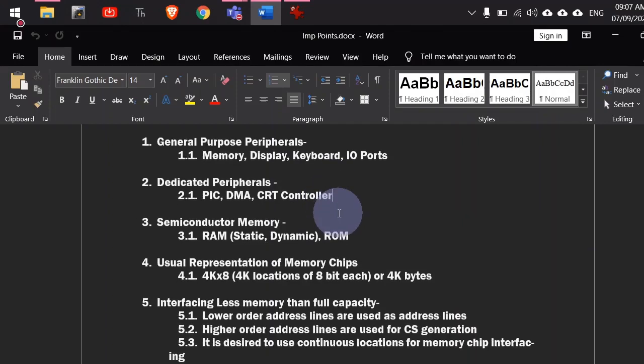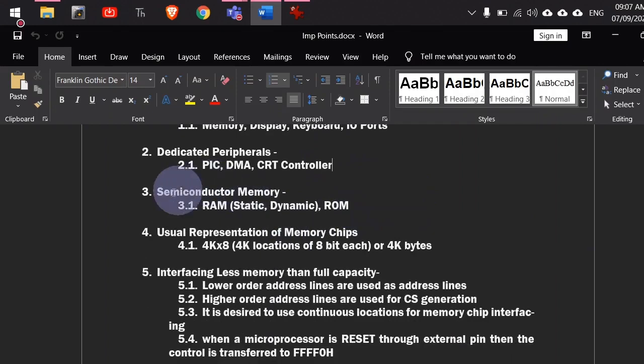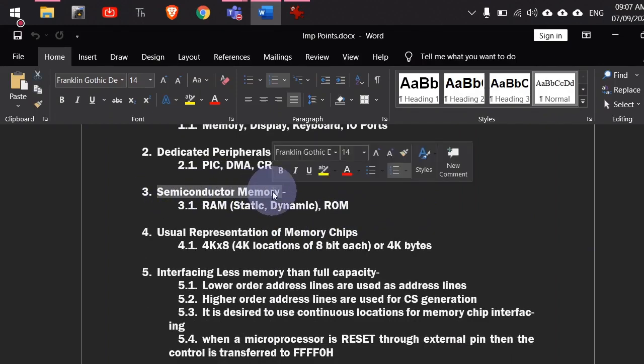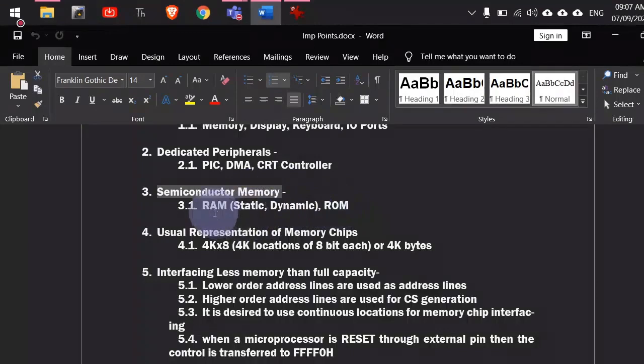Then after this, we have semiconductor memory, because in today's lecture we are going to interface this semiconductor memory. Semiconductor memory will be of two types, RAM and ROM. We are already aware of what RAM and ROM is, but in RAM there are two types: static RAM and dynamic RAM, right? Static RAM is usually very costly as compared to dynamic RAM, because static RAM is usually used for making cache memory.